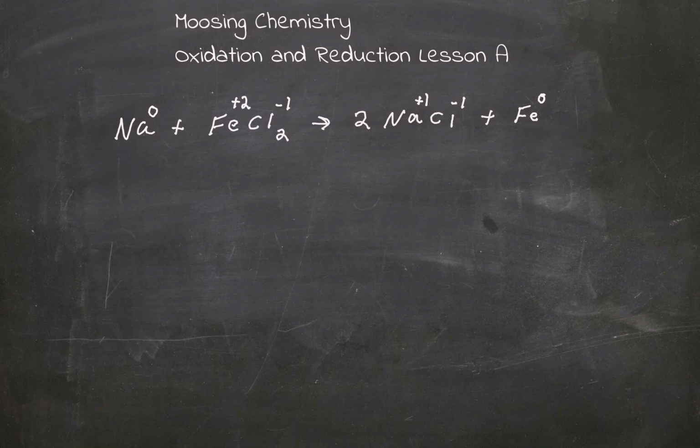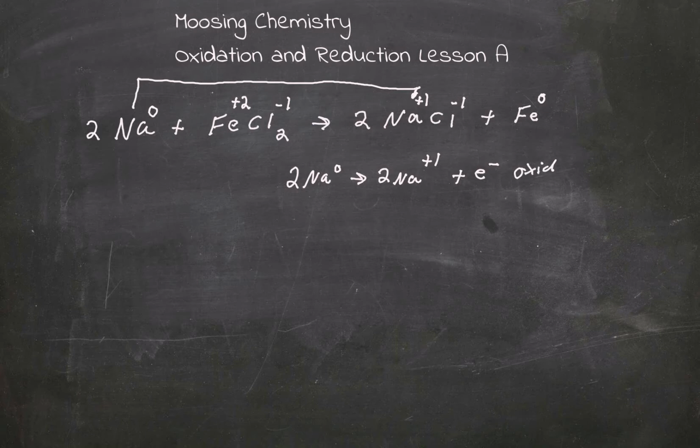So let's look at the changes. Look at this. Sodium goes from 0 to 1. Okay? So it's going to gain an electron. So that's going to be, when you balance that equation, by the way, there you go, and there we go. And so it would be 2 Na 0 yields 2 Na +1, and it frees an electron, so this one oxidizes.